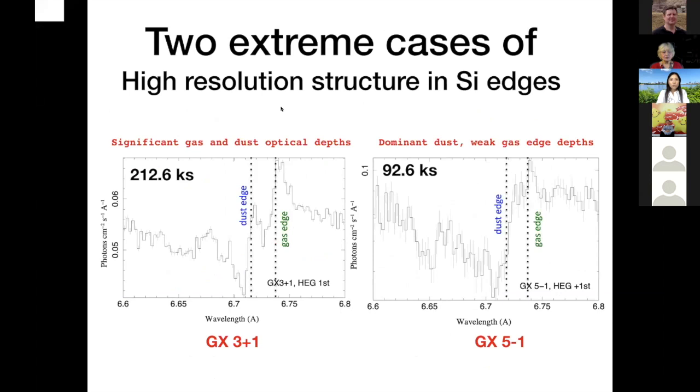Here we show two extreme cases of the high resolution structure for silicon edges. On the left is GX 2+1. This shows a significant gas and dust optical depth. On the right is GX 5-1. It is dominated by the dust. Only weak gas edge optical depth contributes to the structure.